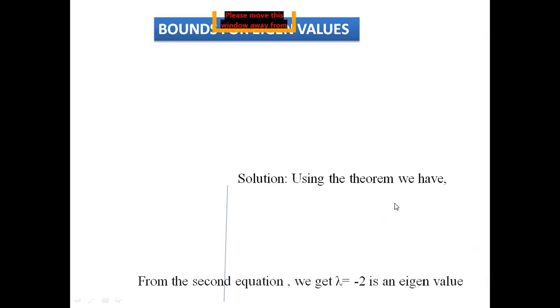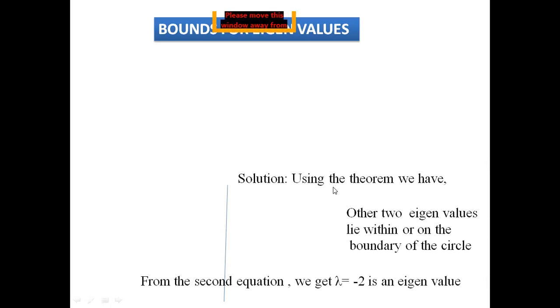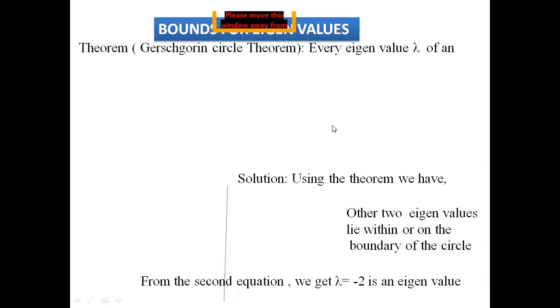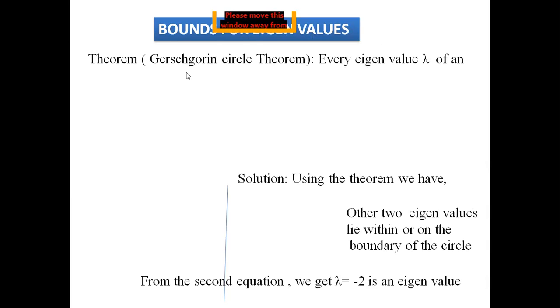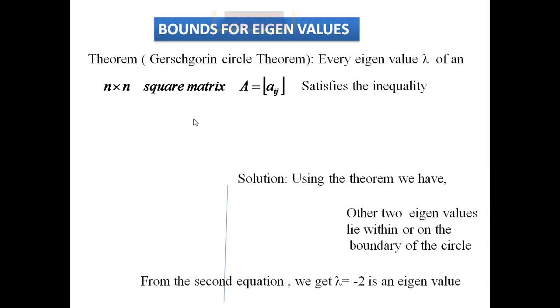So that's written later. So this must come later. Okay, first I'll tell this theorem. This theorem is called the Gershgorin circle theorem. What this theorem states is that every eigenvalue lambda of an n by n square matrix always satisfies the inequality.